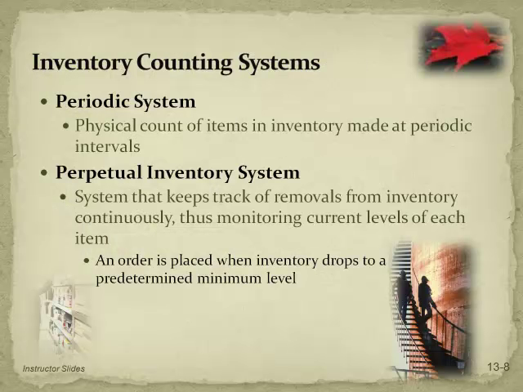Now, there are at least two different ways in which we can keep track of our inventory. These are referred to as inventory counting systems. One method is the periodic system, in which we go out and physically count every item of inventory at some periodic interval, maybe once a year, maybe twice a year, maybe 4 times a year. We then take that count and update our inventory records and say this is what we have.